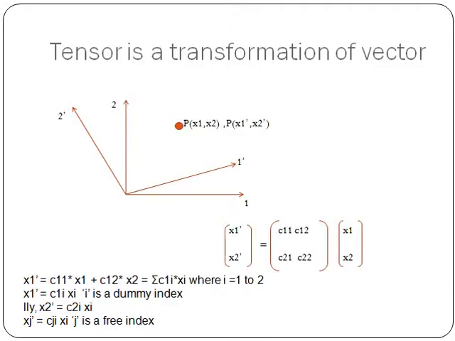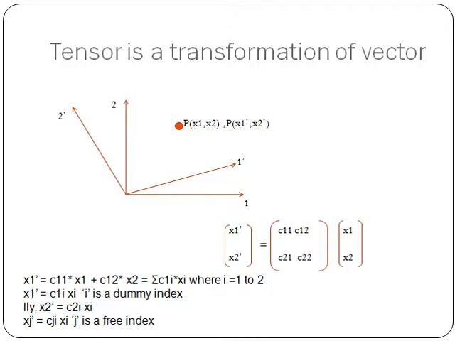Here i is repeated a single time, so that means this i is a dummy index. You can replace i with 1 to 2 plus sum. That means c11 x1 plus c12 x2. Okay, if it is one more time, there is c13 into x3, like that.